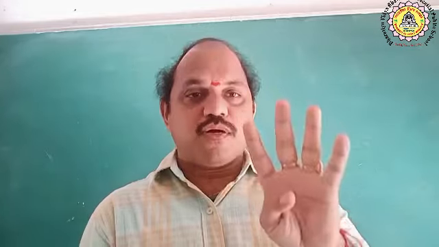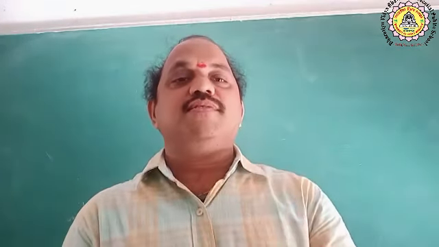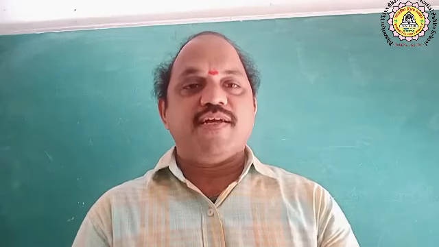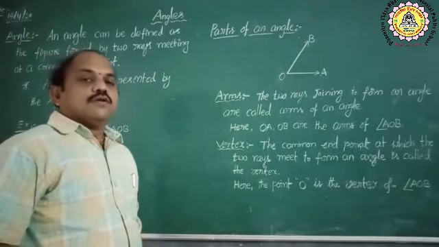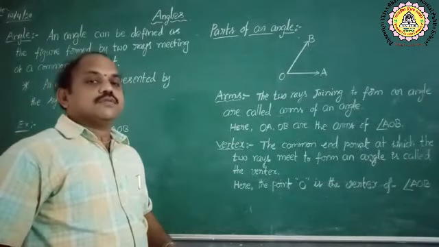So how many corners will be there in a room? 4 corners will be there. That means how many angles are there in that room? 4 angles are there. Now our topic is about angles. What is an angle and the types of angles we are going to discuss. Students, now let us know about angle.